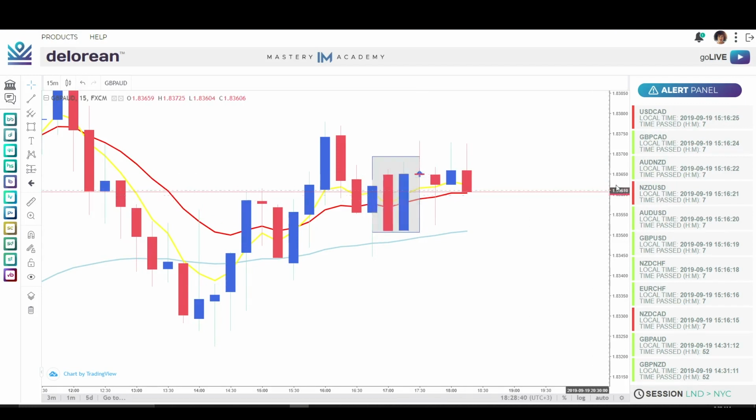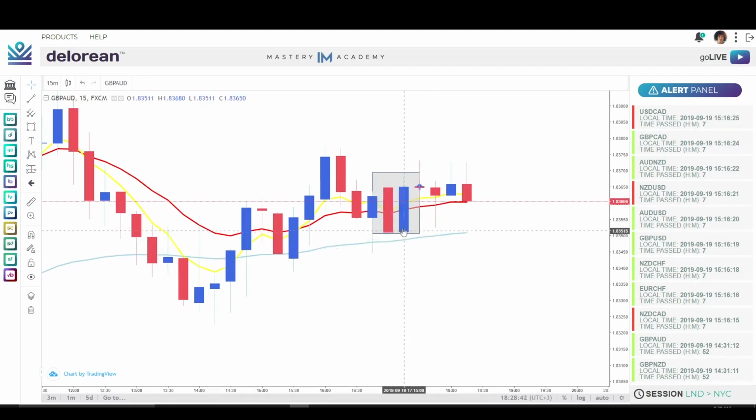Now, your stop loss level is to be put 10 pips below these 2 candles plus whatever your spread is on your broker. So for instance, let's say you had a 2 pip spread. You would go to the bottom of these candles. You can see on the right side there, this is at 1.83509.